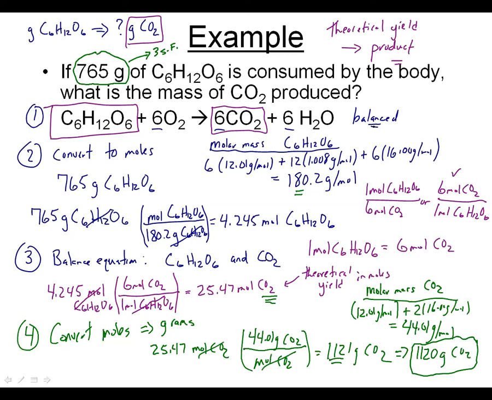So 1120 grams is our theoretical yield of CO2, obviously in grams, yeah? And this means the same thing as if you put in there 765 grams of the C6H12O6, everything went perfect in this reaction, you should get 1120 grams of CO2 out.